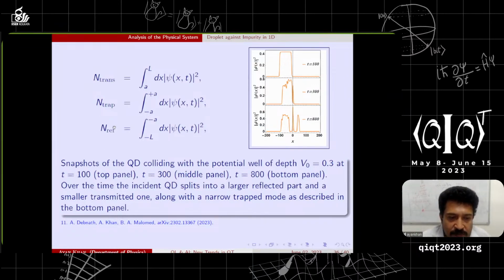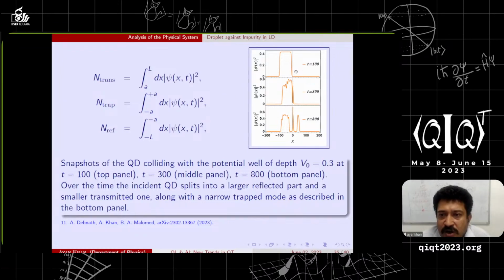this is the trapped norm, and this is my reflected norm. And we take a time snapshot of the quantum droplet colliding with the potential well of depth V0, for V0 equal to 0.3, at t equal to 100.